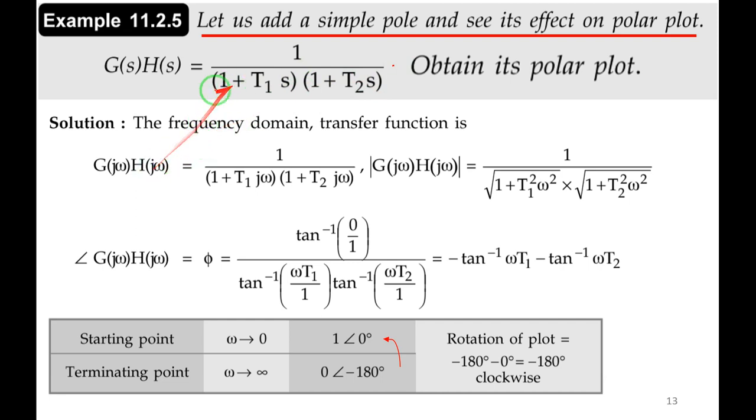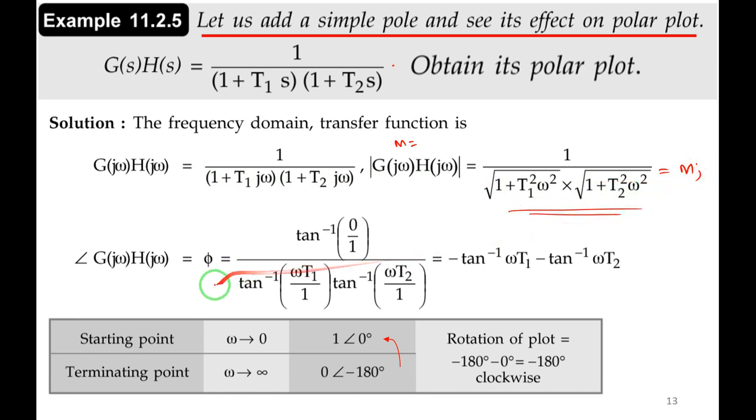As usual, replace s by j omega. So we get 1 divided by 1 plus t1 j omega, 1 plus t2 j omega. Then get the magnitude. This is the magnitude M. M is equal to the magnitude of g of j omega and h of j omega, which is 1 by under root of 1 square plus omega square t1 square, then under root of 1 square plus omega square t2 square. This is magnitude M.